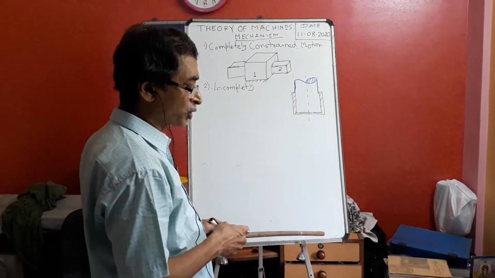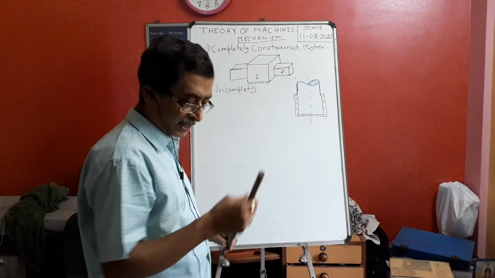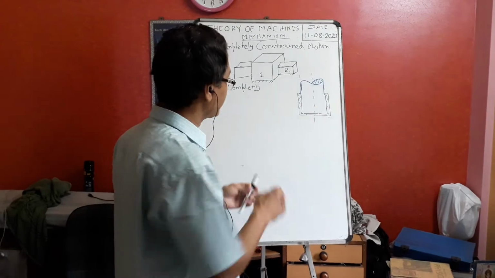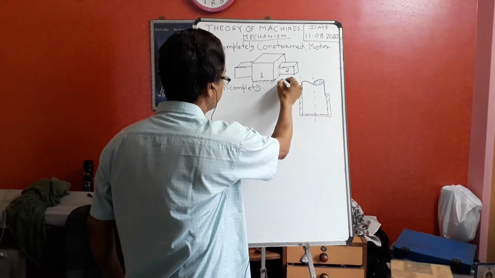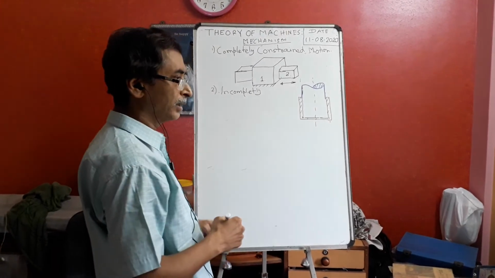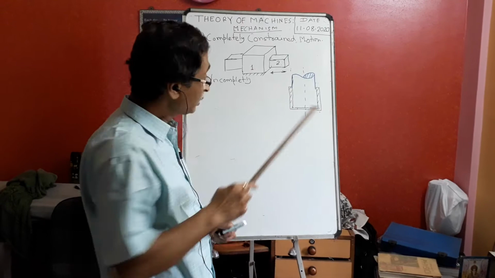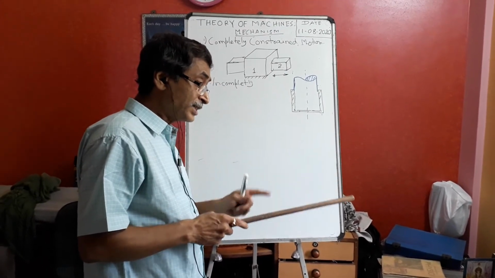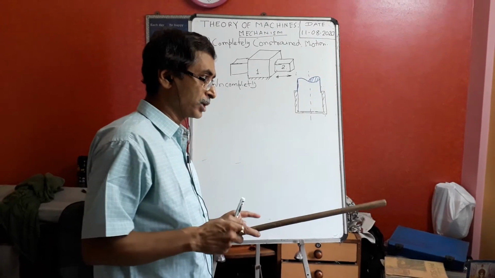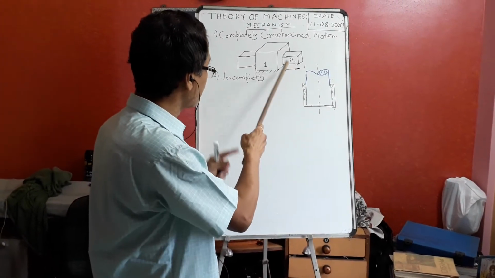What type of motion? Linear motion, exactly. This is the only one motion. It will have only linear motion. Here, if you see, it is linear motion. So that means the motion of component 2 is constrained. Constrained means, there is a single one. There is no other motion. So this motion is constrained.